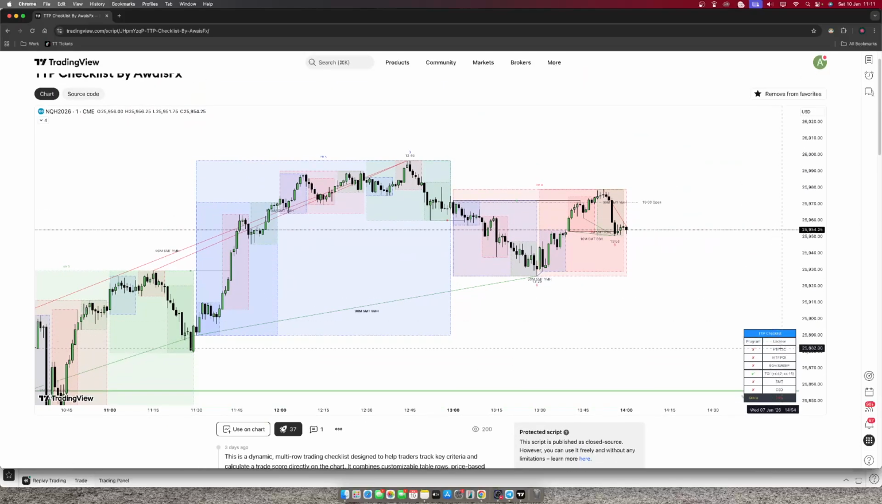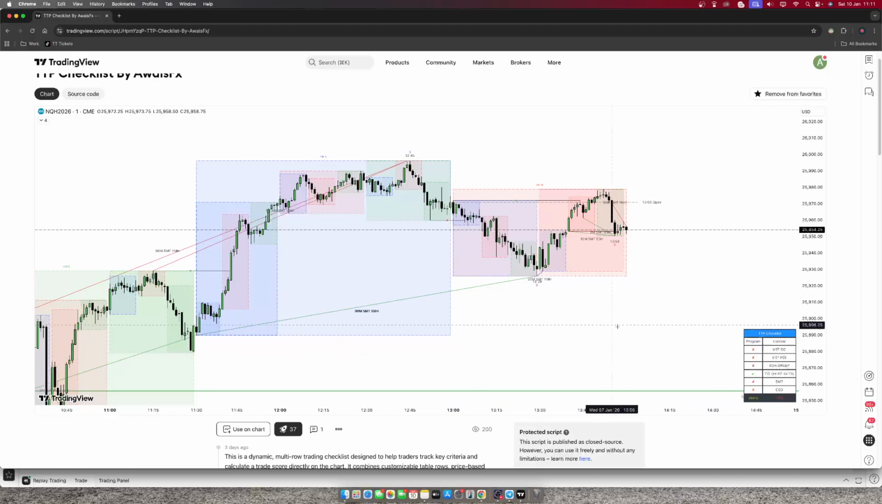We have 1, 2, 3, 4, 5, 6, 7. Now, obviously you can see that the top one is the program. So this alerts you what type of program we're in, and whether that program has or has not been invalidated. Then we obviously have high time frame OC. Now this is original consolidation.